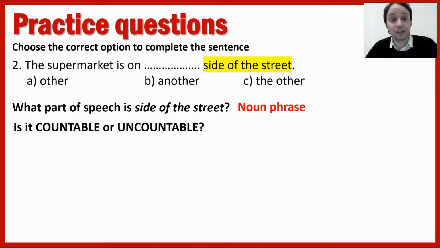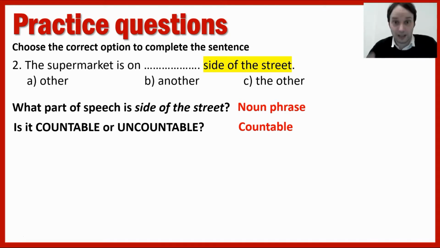So is it countable or uncountable? It's countable, which means we can add an S. But bonus question, if we're going to add an S here, where do we add the S? Do we add sides of the street or side of the streets? Because we've actually got 2 nouns, right? So we've got one noun phrase with a noun head, side, and of the street, which is the body, and in the body, street is also a noun.